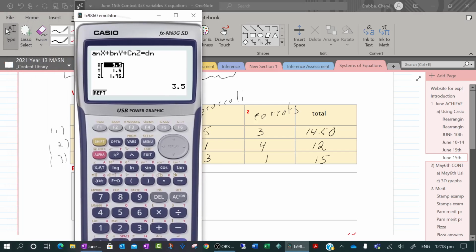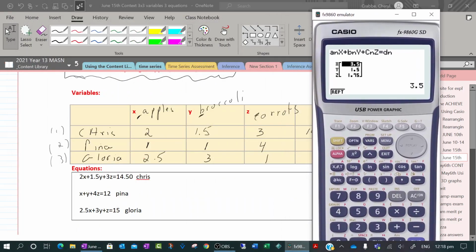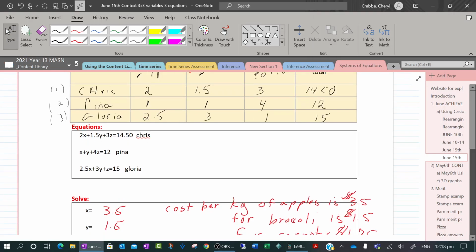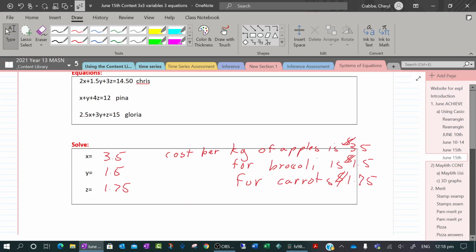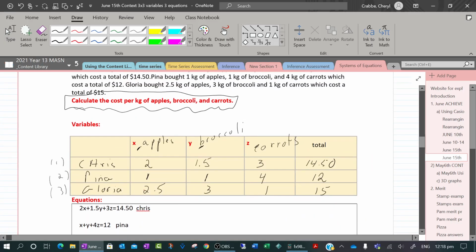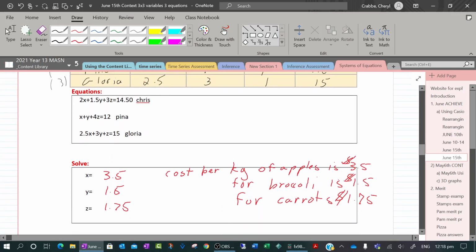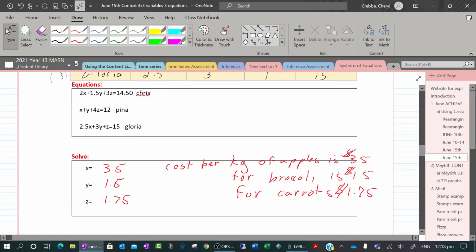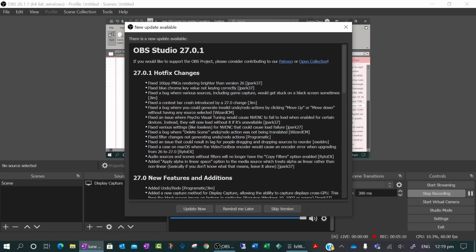So that means basically in the context of this, when I go to solve it, my calculator just gave 3.5 for x, 1.5 for y, and 1.75 for z. Now you have to put this in context, and you have to be careful because the context is calculate the cost per kg. This is not the cost per apple. So the cost per kg of apples is $3.50. The cost per kg for broccoli is $1.50, and the cost per kg for carrots is $1.75. And that is up to achieve level for that.